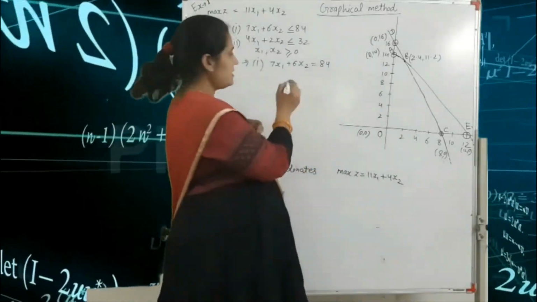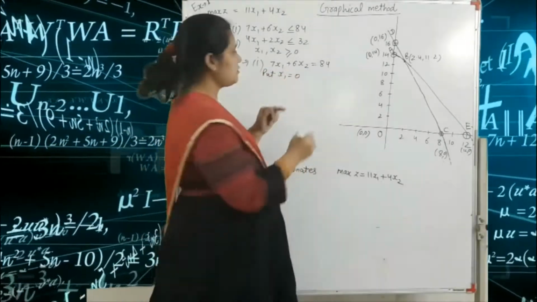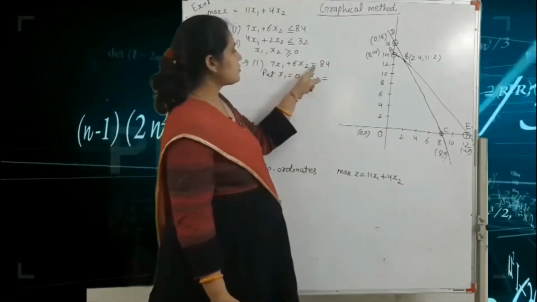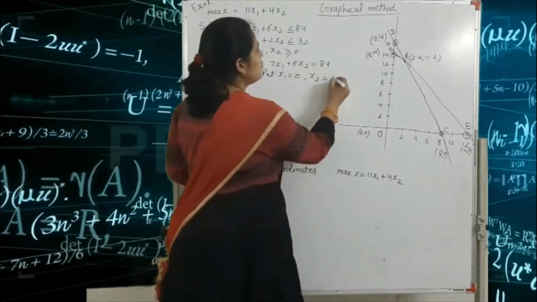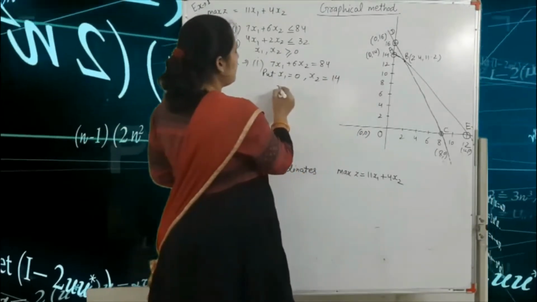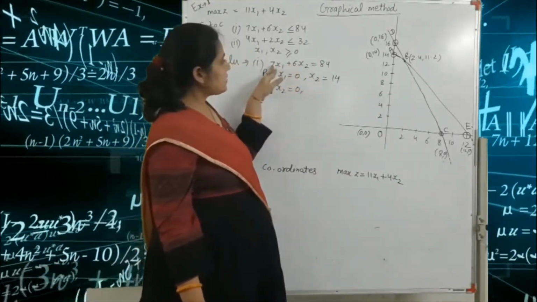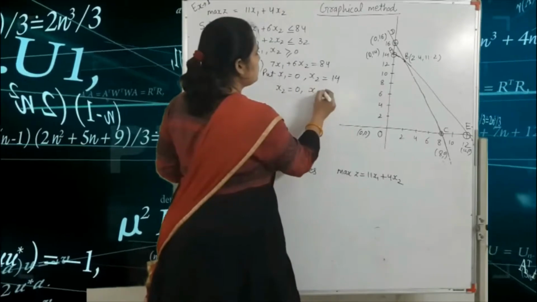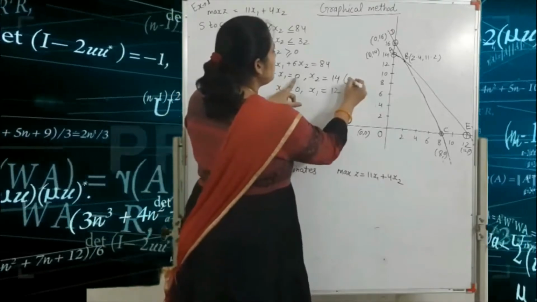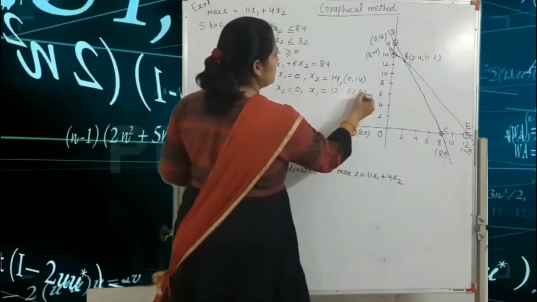Next step is put x1 equal to 0. So x2 is equal to what? If you put x1 equal to 0, then 6x2 is equal to 84, that is x2 is equal to 14. Next, put x2 equal to 0 in this equation. So x2 is equal to 0, that means x1 is equal to what? 12. So x1 is equal to 12. So here the point is (0, 14), and here the point is (12, 0).